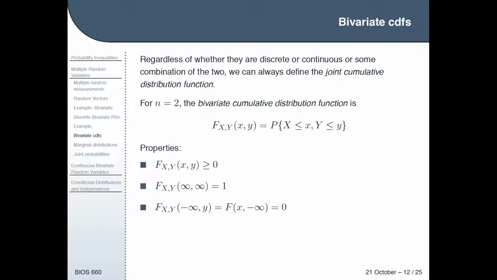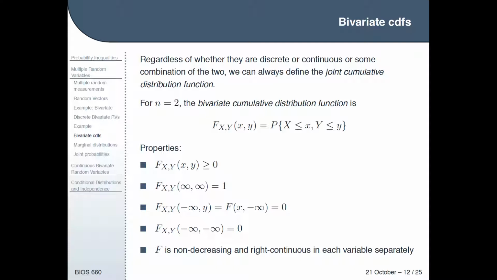And if you let either of them, either x or y, go to minus infinity, that probability goes to 0, because eventually the probability that X is that small goes to 0, or the probability that Y is that small is going to 0. And since this is defined as an AND statement, probability X less than or equal to x and Y less than or equal to y, if one of them is going to 0, then this AND probability is also going to 0. And not surprisingly, if they both go to minus infinity, then that will give you a 0 as well.